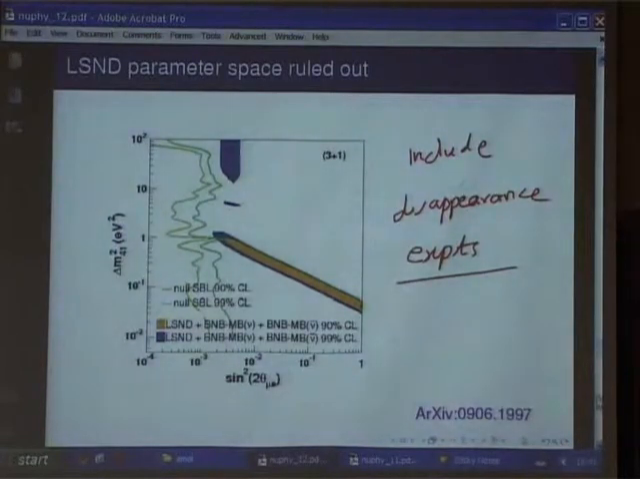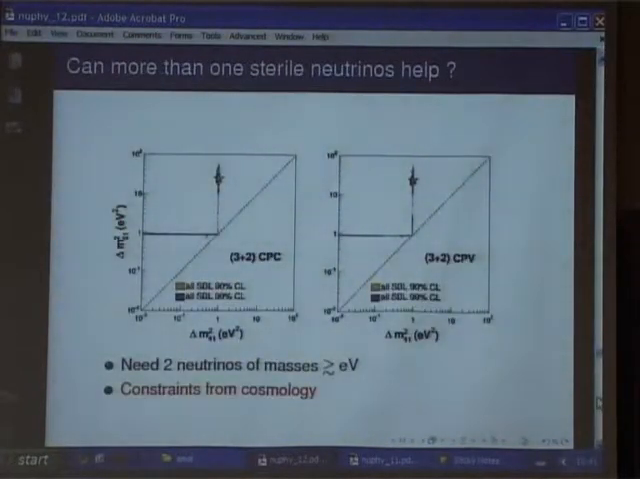People tried many things. People said, okay, maybe one sterile doesn't work. Maybe we get two sterile neutrinos, called nu4 and nu5. Then you get a parameter space of delta m square 4-1, delta m square 5-1. Then you said, okay, if it's not CP conserving, it's CP violating. So you want to try CP violation. So you put in all the imaginary parts of that.